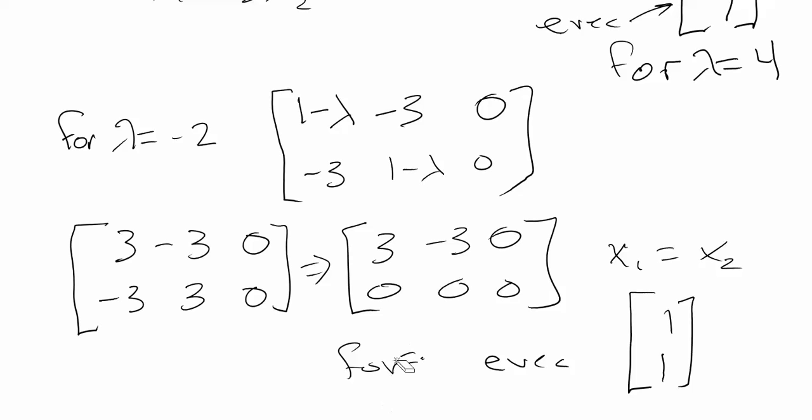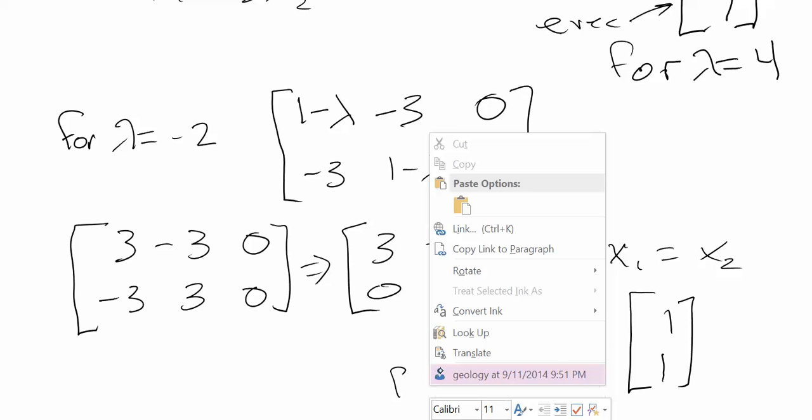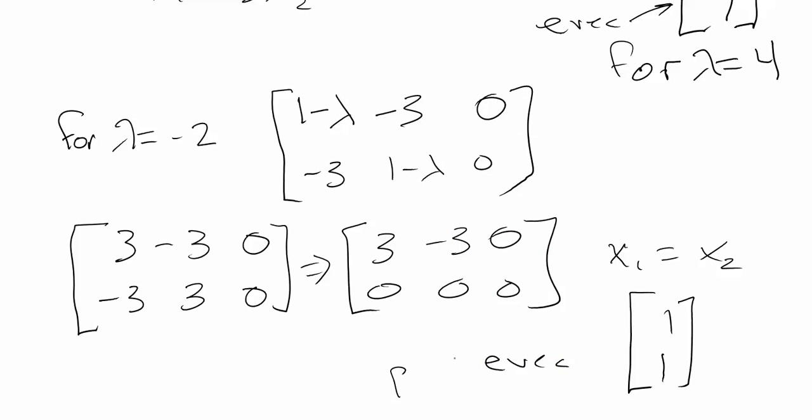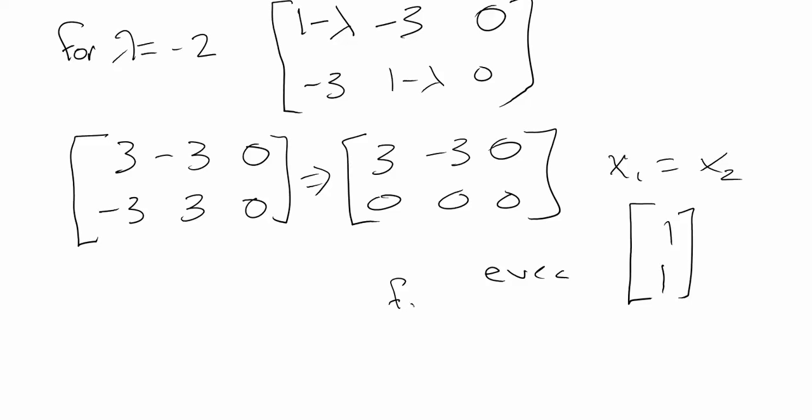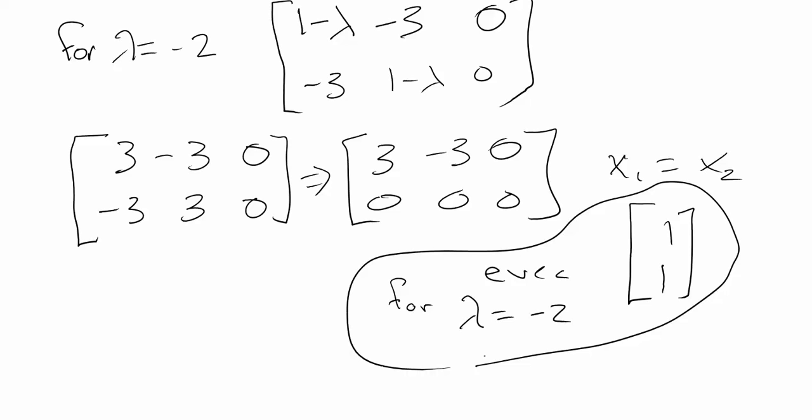That's the eigenvector for lambda equals minus 2. I always make it very clear what the association is, because for every eigenvector we have a distinct associated eigenvalue. I always make that very clear.